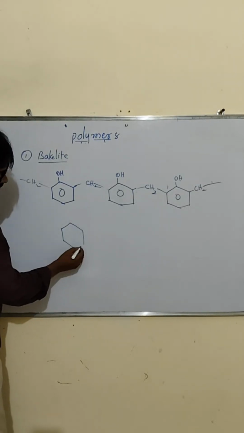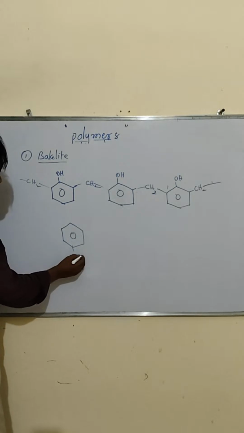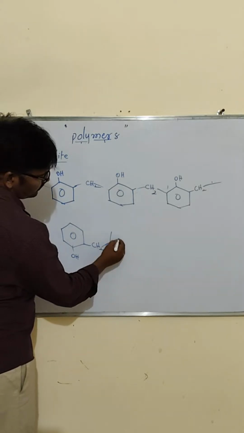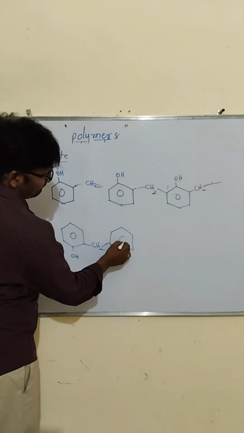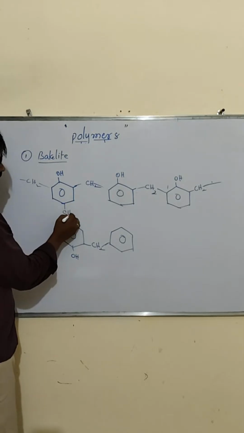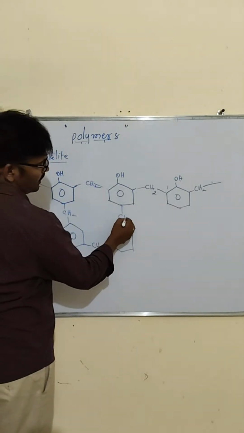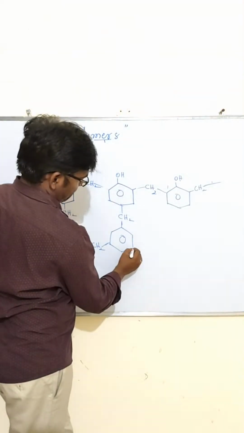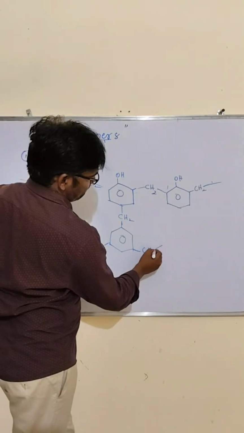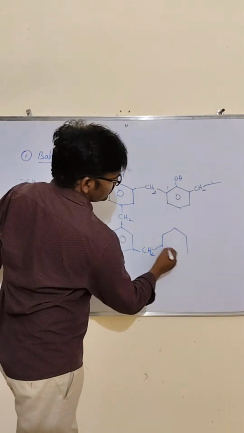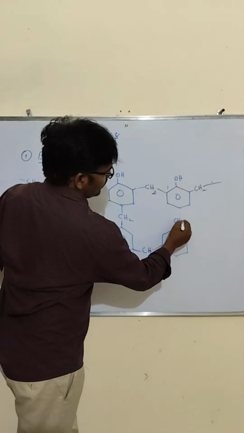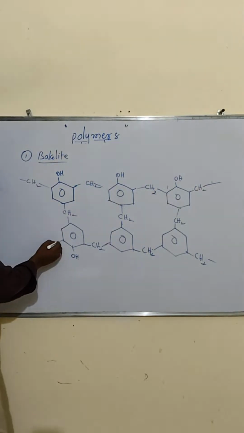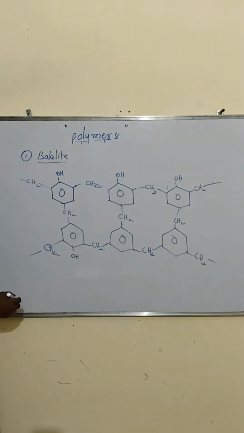Look at the linear polymer, one more. So OH, then CH2, then OH, then CH2. Here again formaldehyde, CH2 bond CH2, then CH2 bond CH2, then CH2, CH2, CH2, CH2, like this will be formed. See, look at. So this is called Bakelite.